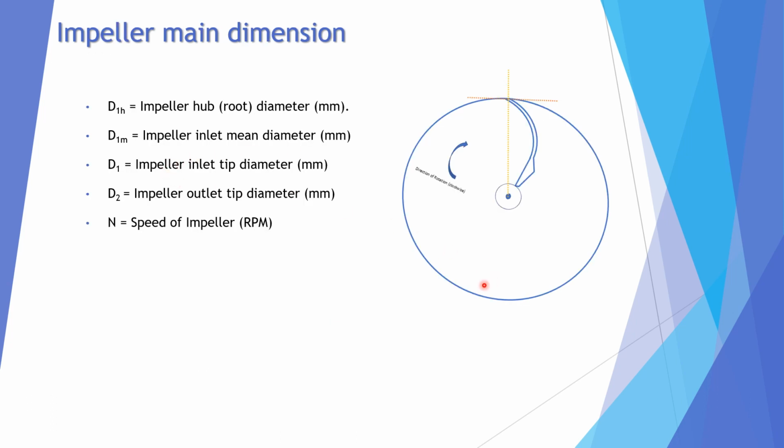This is the image of impeller. Direction is clockwise, and D1H is impeller hub diameter in millimeter, D1M impeller inlet mean diameter in millimeter, D1 impeller inlet tip diameter in millimeter, D2 impeller outlet tip diameter in millimeter. N is the speed of impeller in RPM.